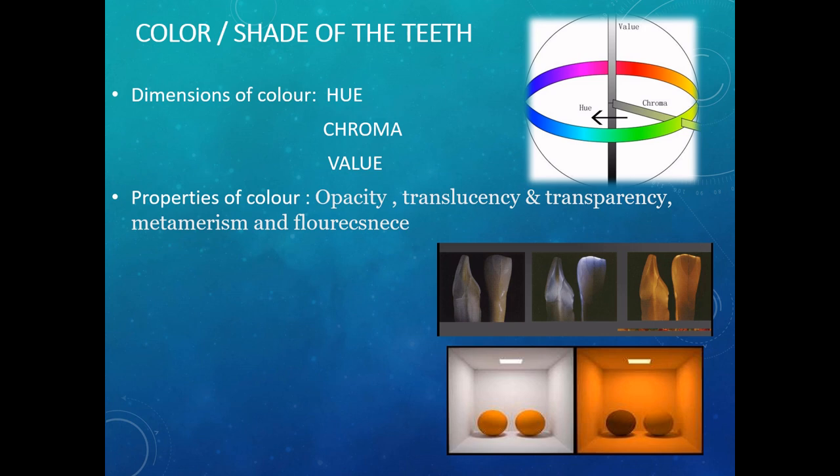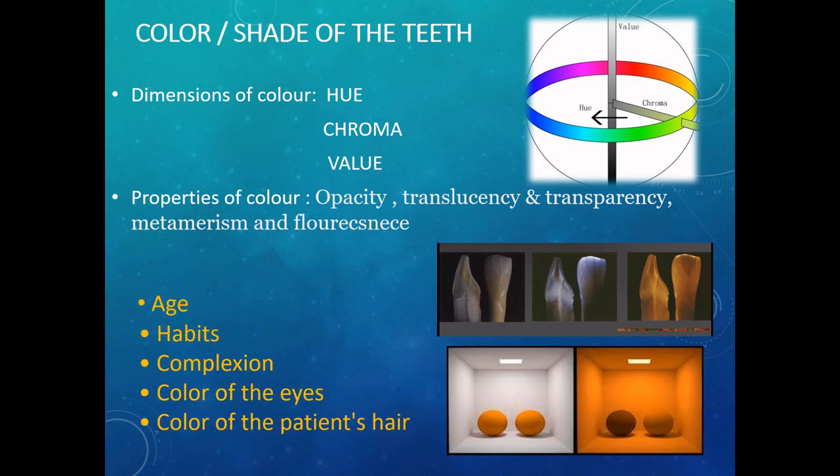Next, the factors that influence the color are age, habits, complexion, color of the eyes and color of the patient's hair. We know that young people have lighter teeth where the color of the pulp is shown through the translucent enamel, whereas in old people it is much darker and opaque due to deposition of secondary dentin. And also the old people might have shinier teeth as they get polished due to regular wear of the teeth, and also sometimes they show a brownish tinge because the exposed dentin tends to stain.